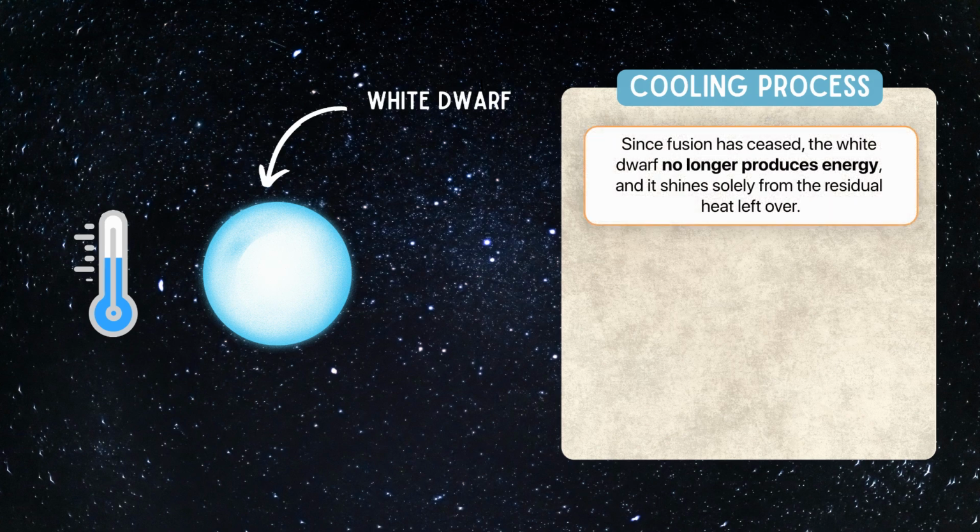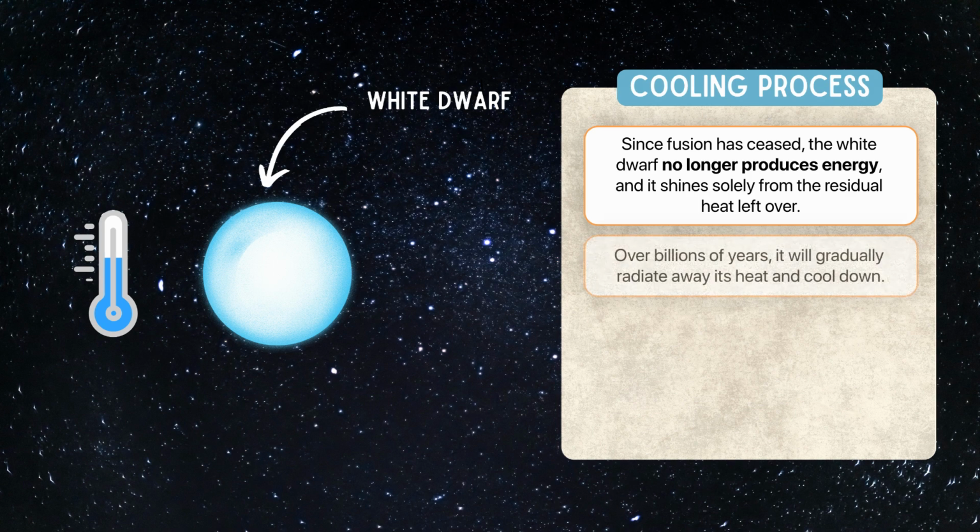Then we move on to the cooling process. Since fusion has ceased, the white dwarf no longer produces energy, and it shines solely from the residual heat left over from its active life. Over billions of years, it will gradually radiate away its heat and cool down.